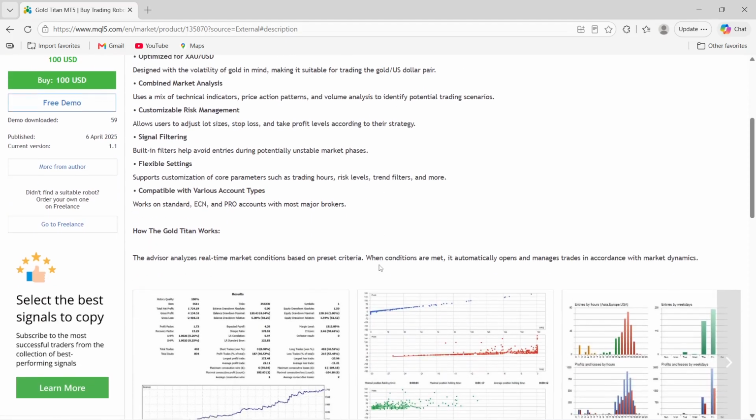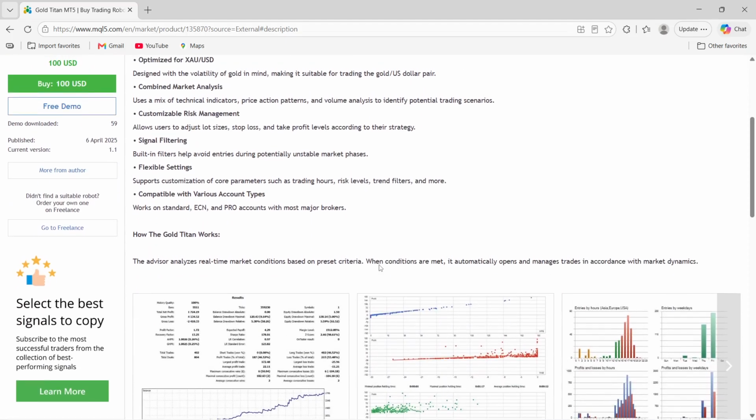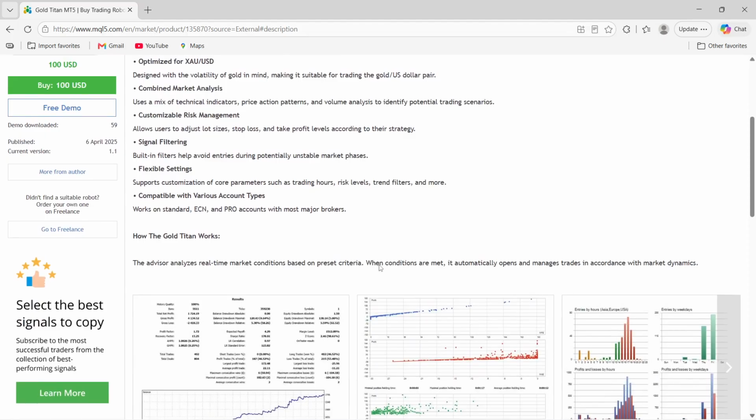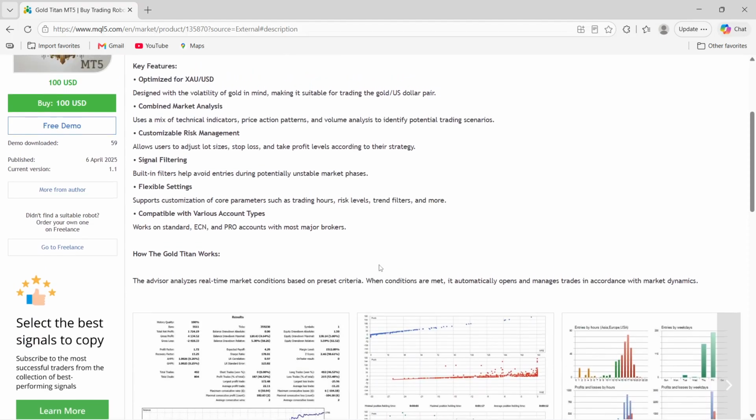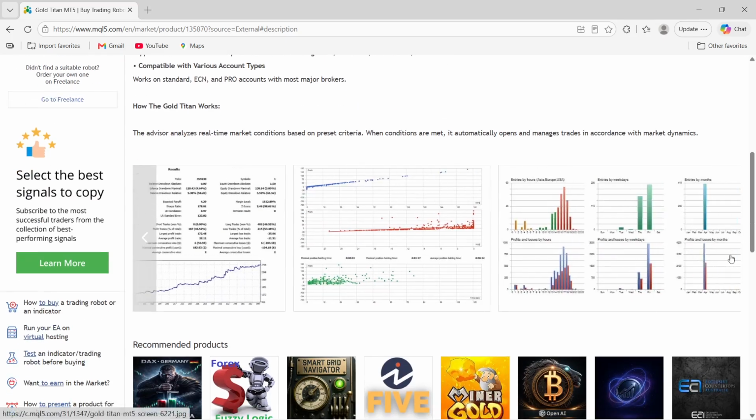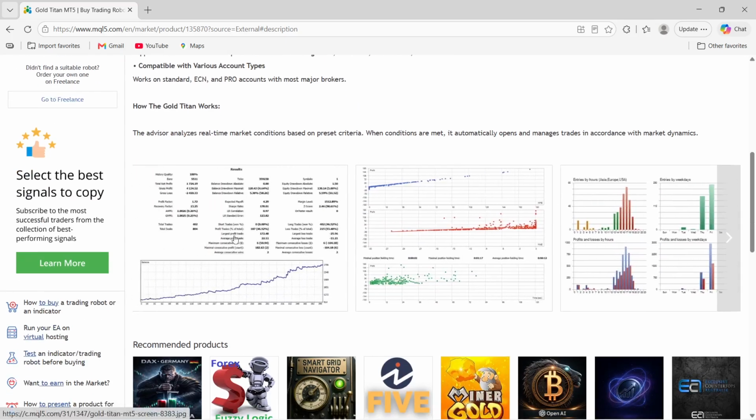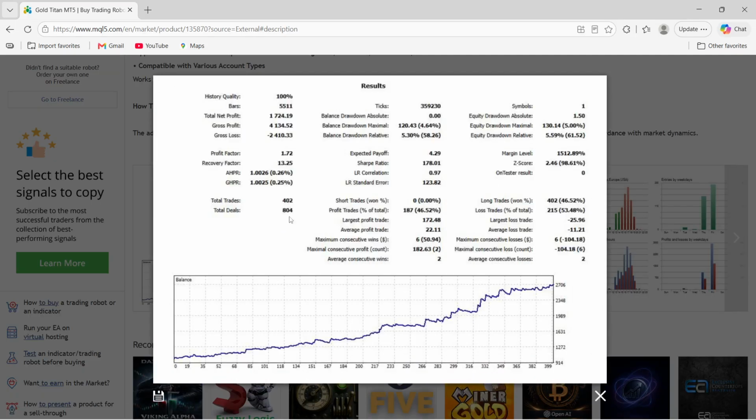So the inputs allow traders to fine-tune risks and entry criteria. It is positioned as a flexible gold-focused tool rather than a rigid black box system. So we have some screenshots here on the developer's page. You can see from their backtest, we have this equity curve. You can see how it grinds upwards over time. You can see the steady grind towards the upside, showing a good performance.